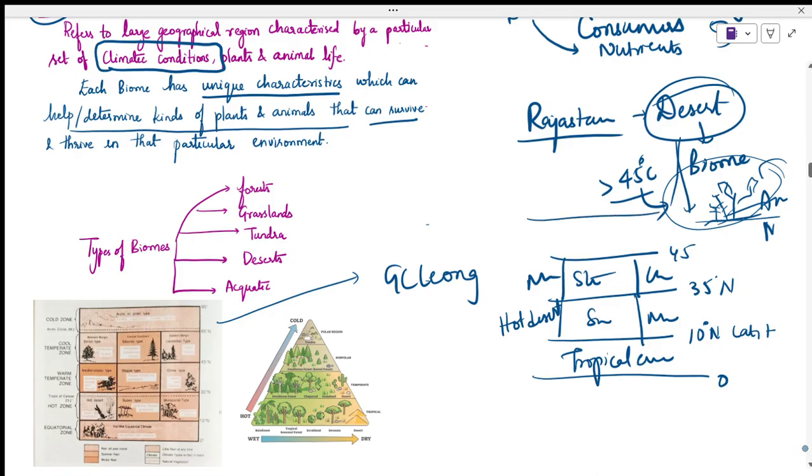This classification you will be reading in geography. So from this only we have made different types of biomes. For example, forest biomes, grassland biomes, tundra biomes, desert biomes, aquatic biomes.